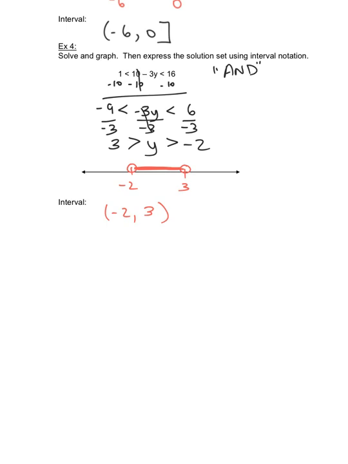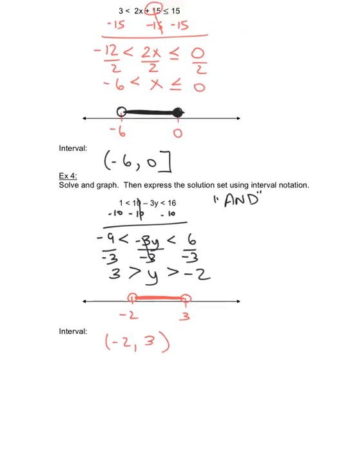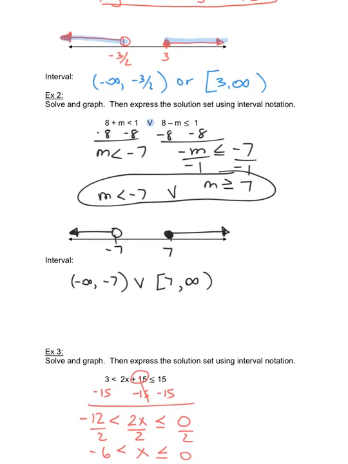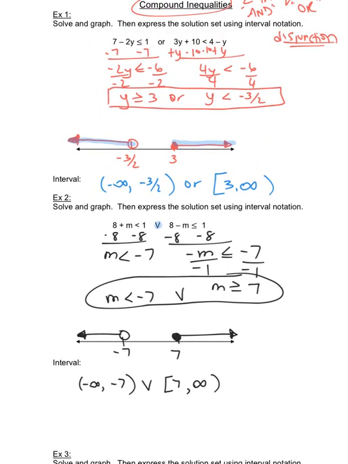All right, and you have some examples to do like this for homework. Some are and, some are or, but you'll notice the similarity that the and problems are always shading between numbers, whereas the or examples are always shading in opposite directions on the number line.